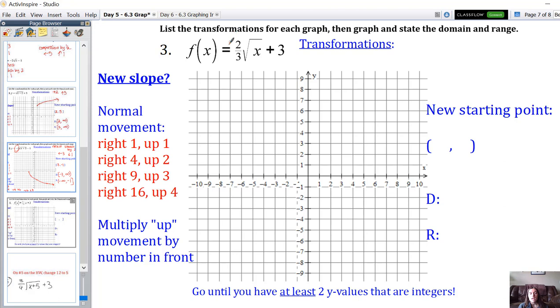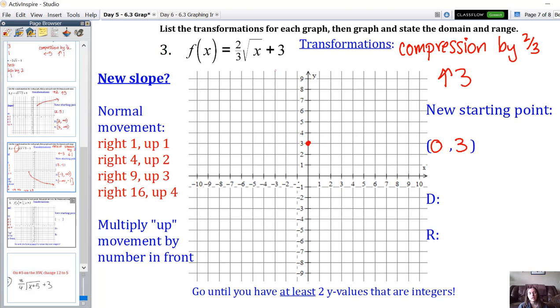We have a compression by 2/3. We're not adding or subtracting anything on the inside of our radical, so there's no left or right shift. And then outside of it, we have up 3. That +3 means we're going up by 3. So since we didn't go to the left or right any, our new starting point is at 0, 3. So let's go ahead and plot that. There's our new starting point.